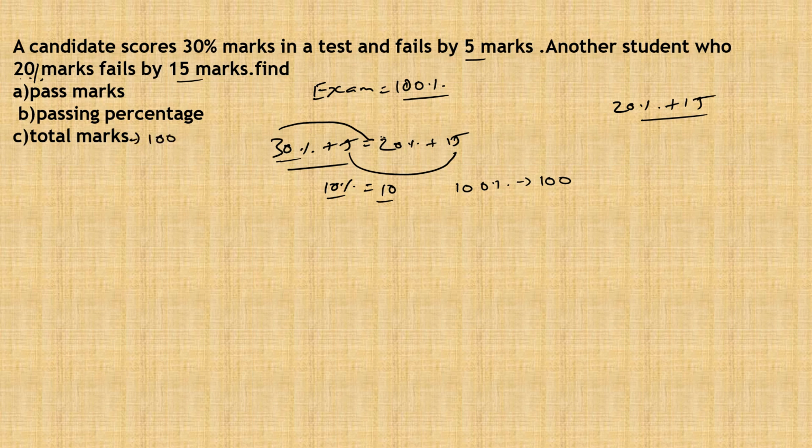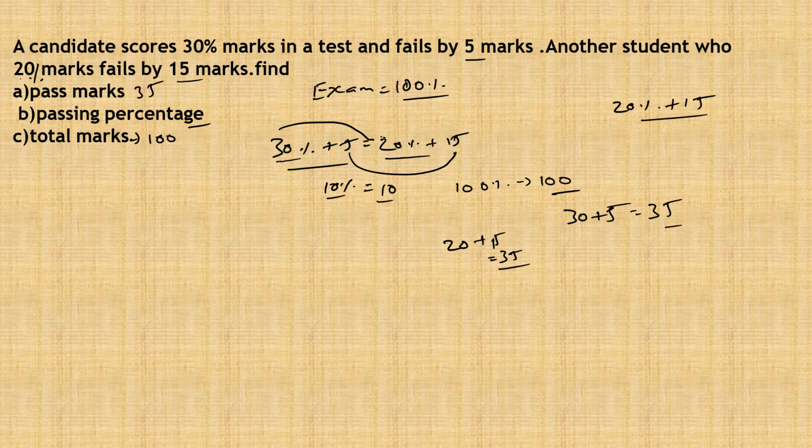What are the passing marks? We need to find the passing marks. 30% plus 5 denotes the pass marks, that is 30% of 100, which is 30, plus 5. Passing marks are 35. Or you can do it with 20% marks, 20 plus 15, which gives 35. 35 are the passing marks.